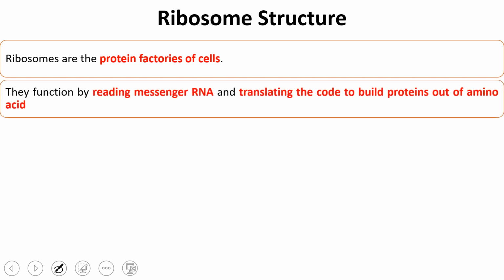So in this case, ribosomes are called the protein factory of the cell. They function by reading messenger RNA, because I have told you on the messenger RNA we are having message genetic codes. This code will be read by ribosomes, and they translate the messenger RNA codes and build proteins from those amino acids.